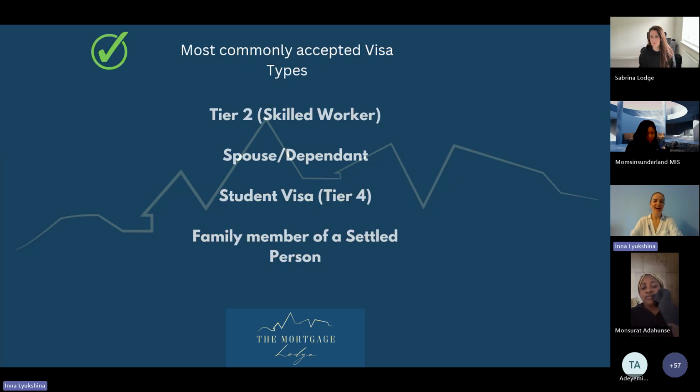Okay, so again, this is something that Adeline was asked within the community, and this is why I decided to talk about this today. The most commonly accepted visa types for the purpose of the mortgage. Now, the most common that I work with is the Tier 2 skilled worker visa. Adeline, could you just nod and tell me if you can see my slide about visas? Yeah, brilliant, thank you. Tier 2 skilled worker visa, where you get sponsorship through the company, and then you come over here and you do work.